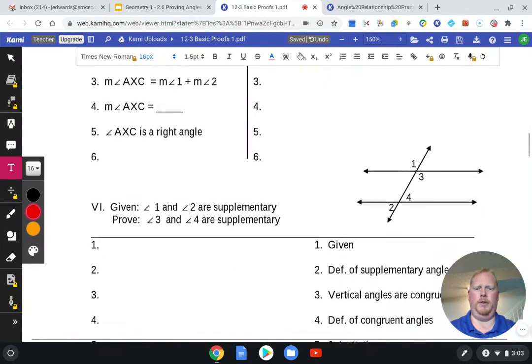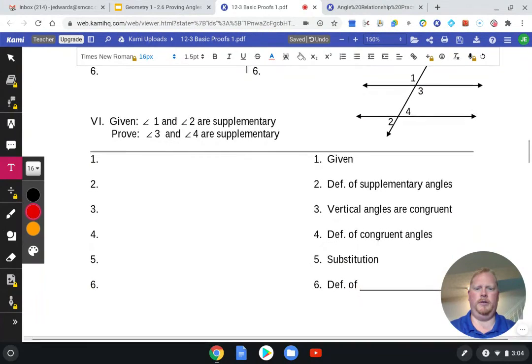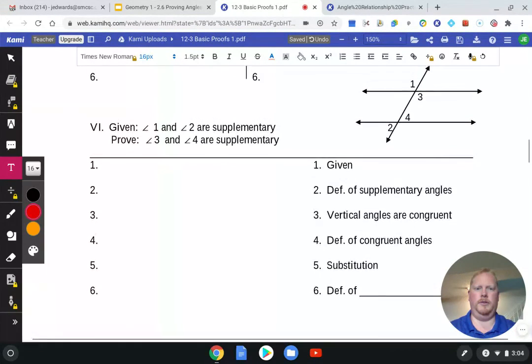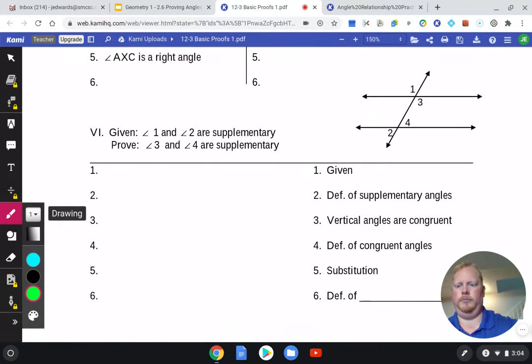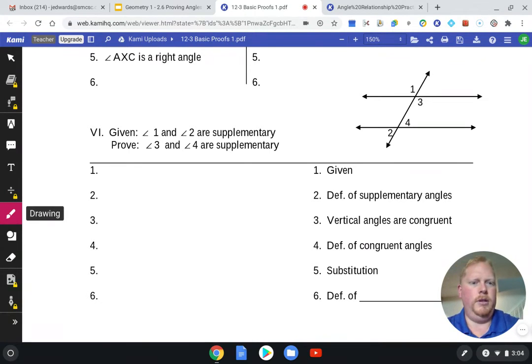Let's skip that one. Okay, let's go ahead and try this one. Given, angles 1 and 2 are supplementary. So let's go ahead and mark those up. So angle 1 and angle 2 are supplementary.